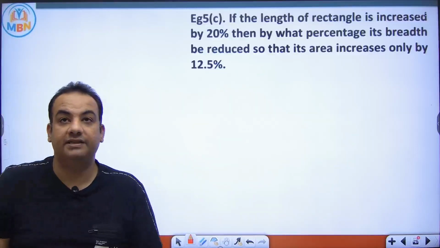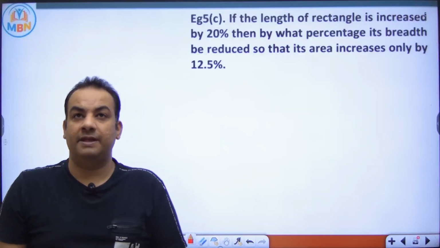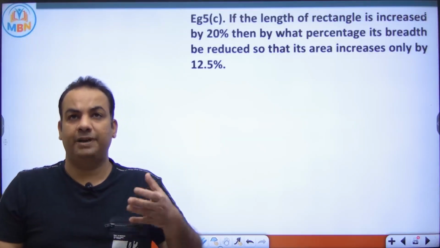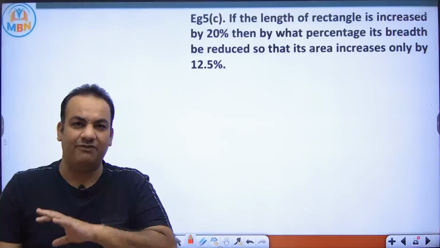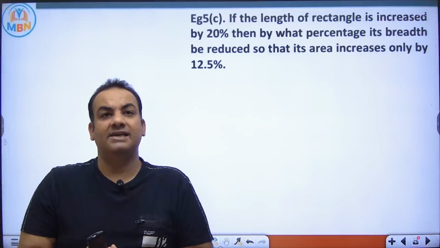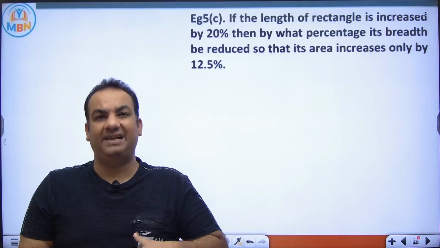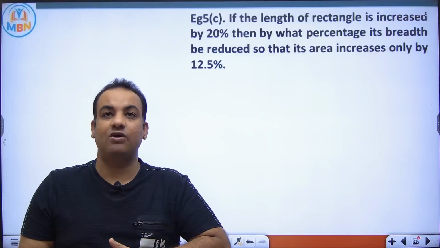Now, see this question. If the length of the rectangle is increased by 20%, then by what percentage must the breadth be reduced so that the area increases only by 12.5%? Very, very good question. I've seen many students solve this question by using the successive percentage change formula, but that would be tough to solve. Okay, I will tell you a better approach.